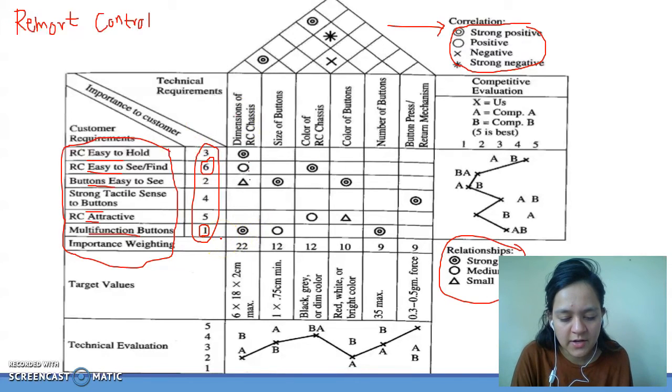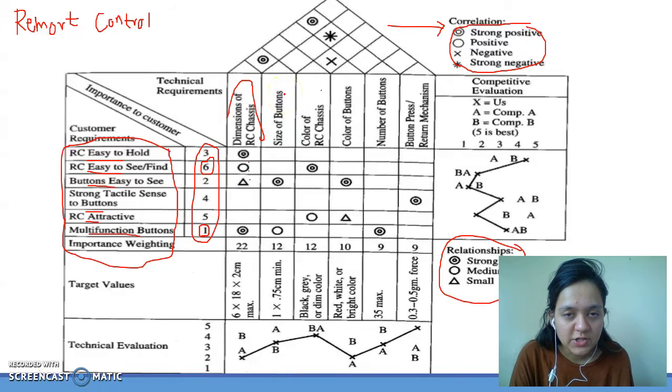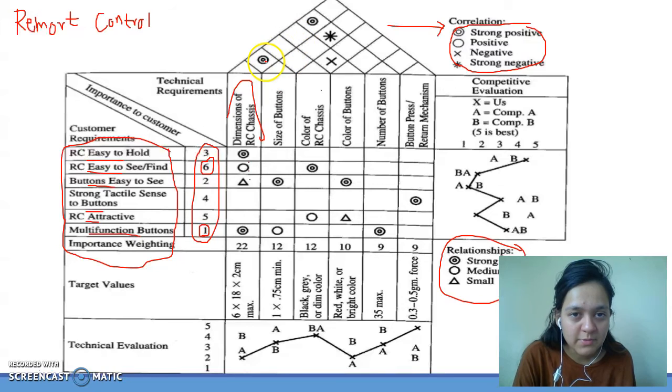So the ratings of the relationship in each column are summed to determine the relative importance of the technical attributes. Alright, so let's look at the roof of the house. You can see these symbols of correlation over there. Now let's try to understand them. They're showing correlations among the technical attributes. For example, dimension of remote control chassis. This point right here has a positive correlation, as you can identify from the symbol right here, with the size of buttons and number of buttons.